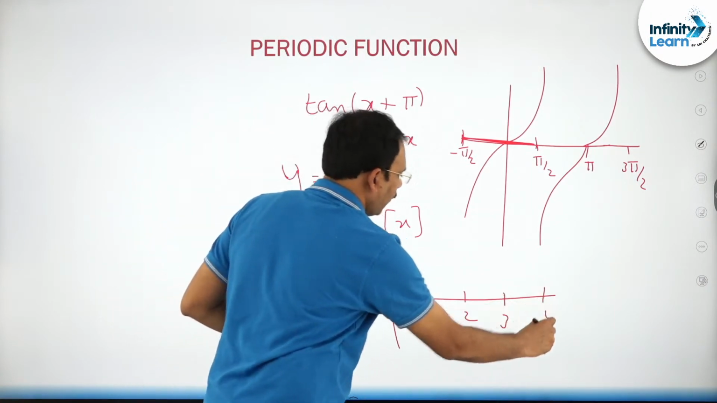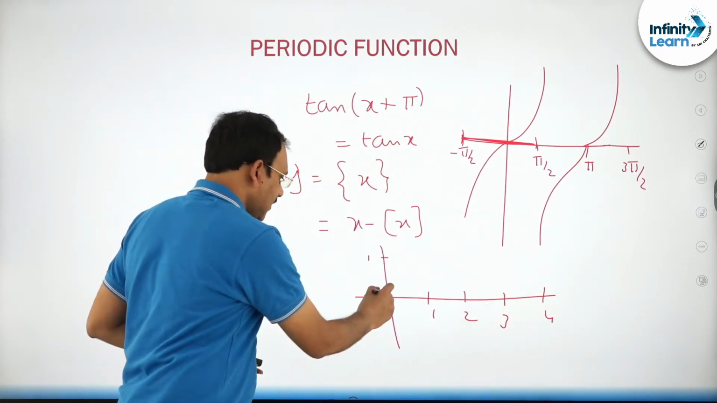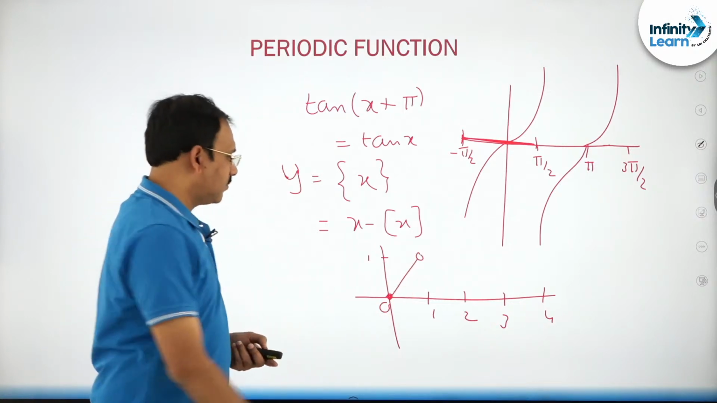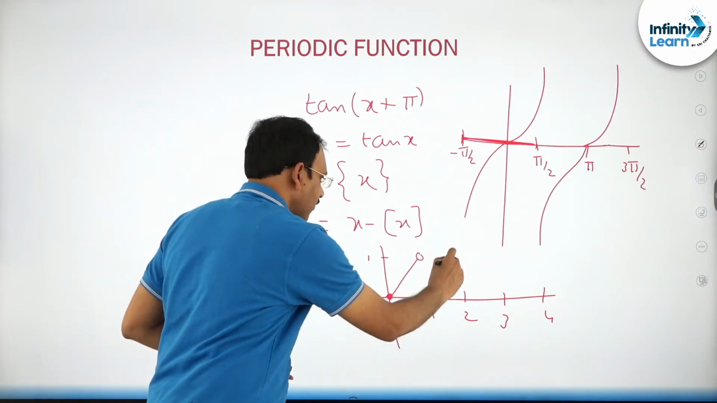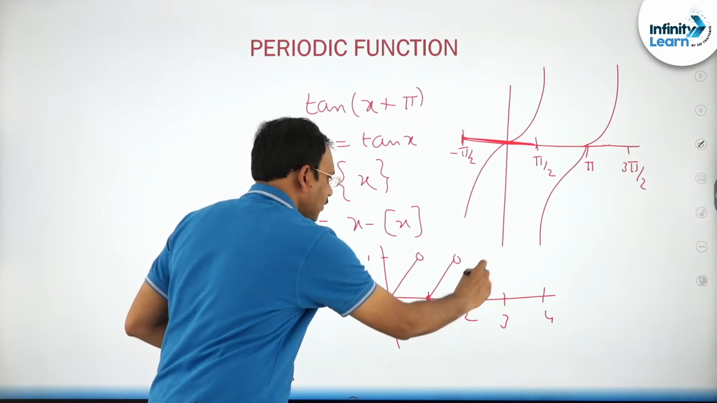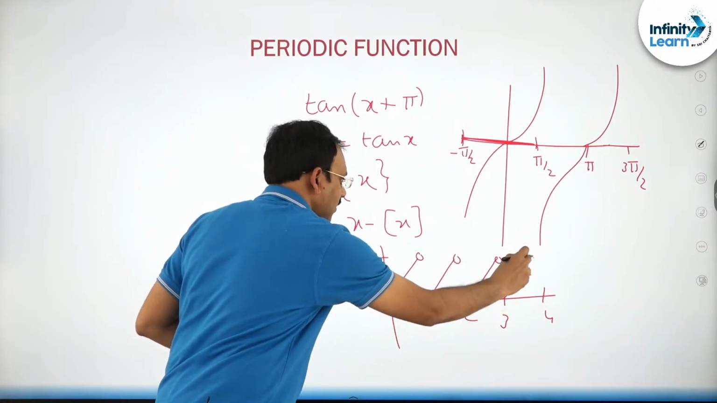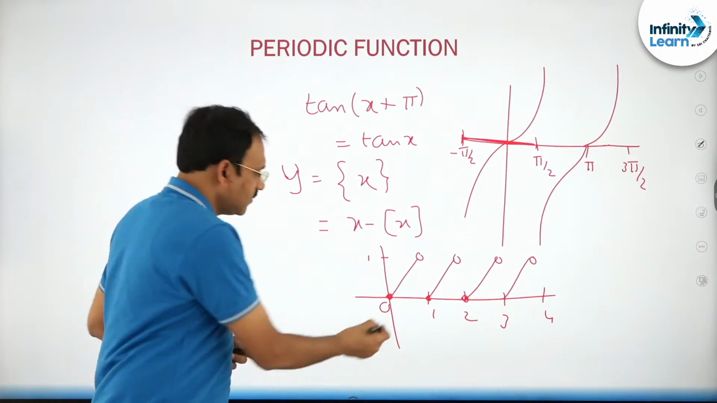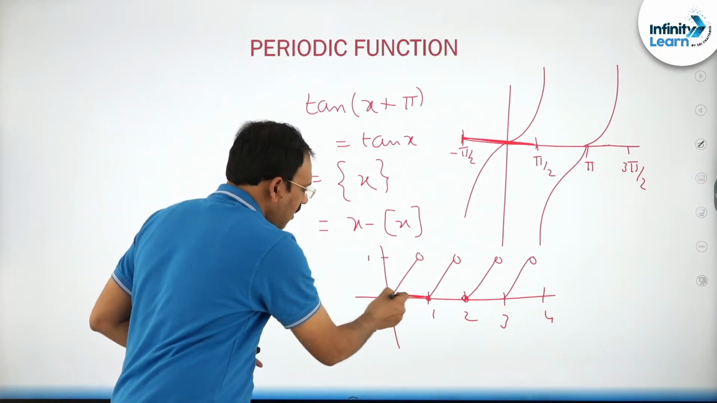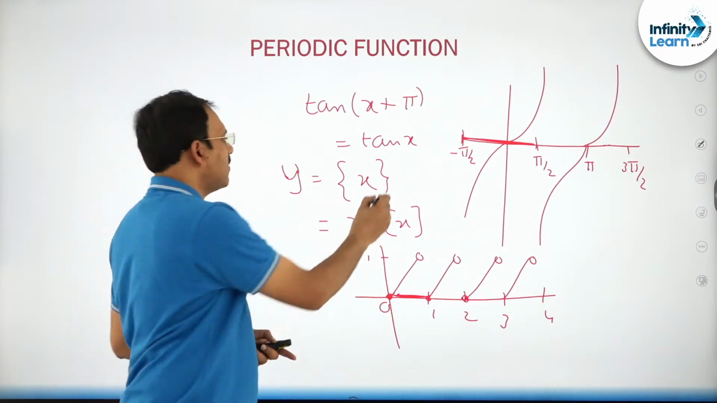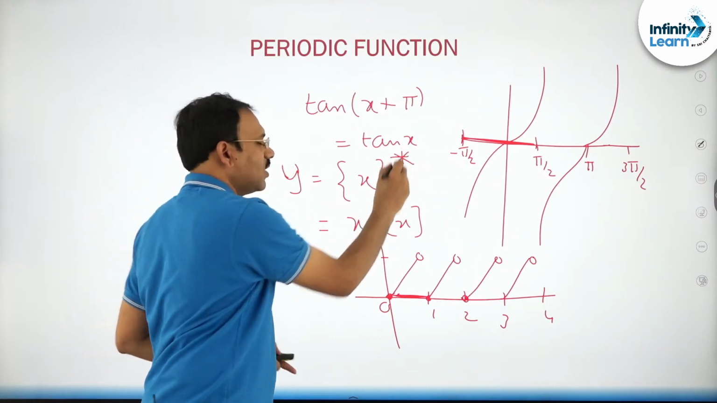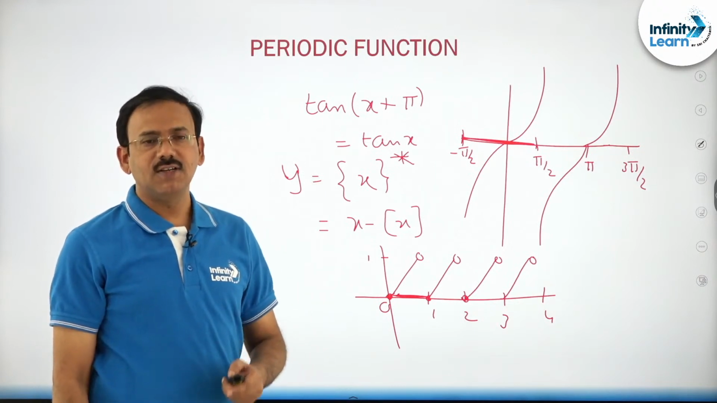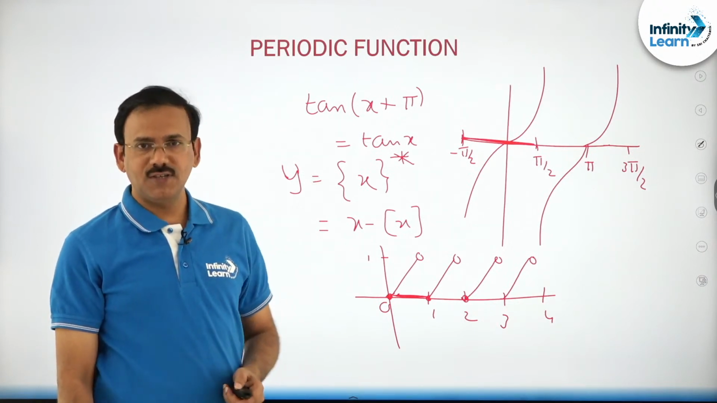You can observe that from closed 0 to 1, this end is open here, because from 1 to 2 you are going to get the same portion of the graph. Yes, you see the same portion repeats for every length of 1 unit. So friends, this is an important function which you need to remember. Fractional part of x is a periodic function with period 1 unit.